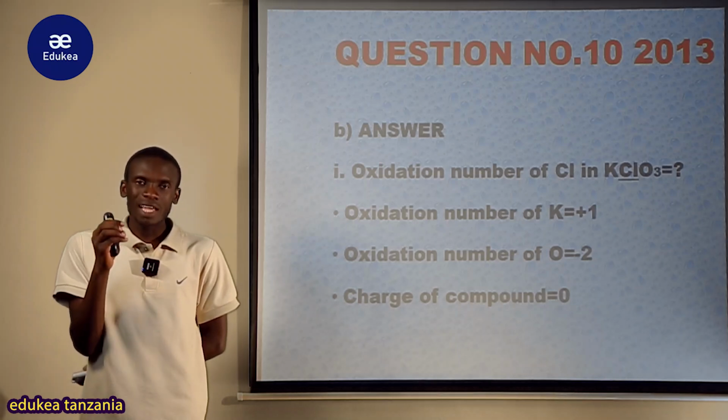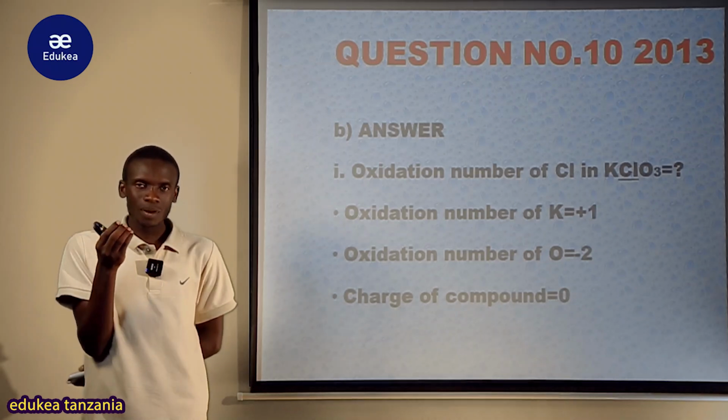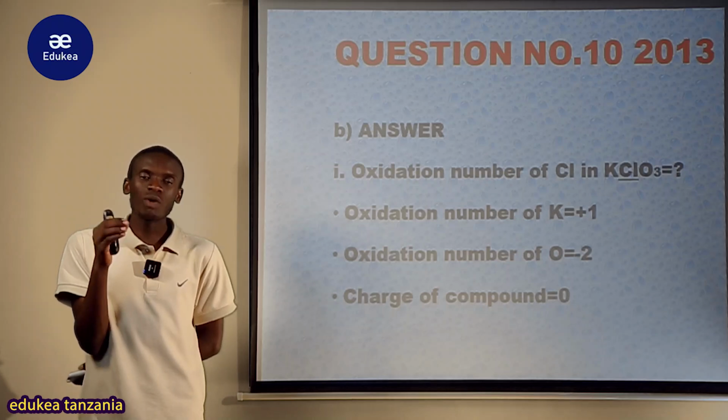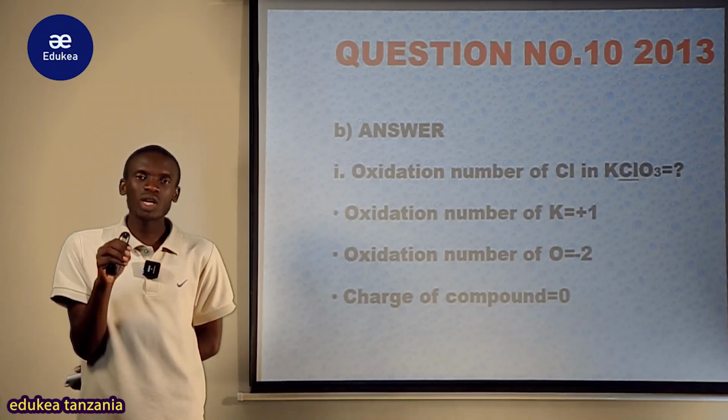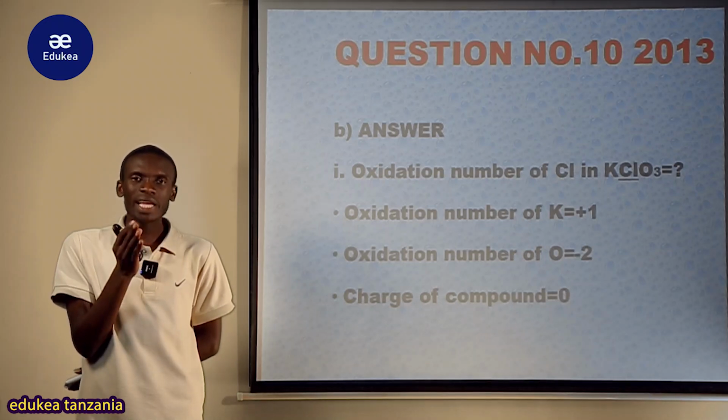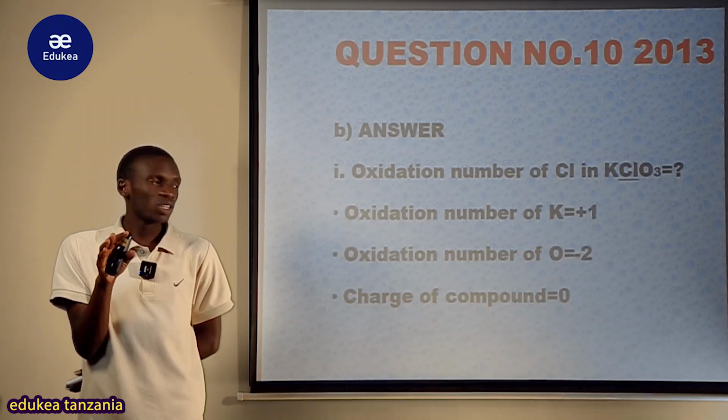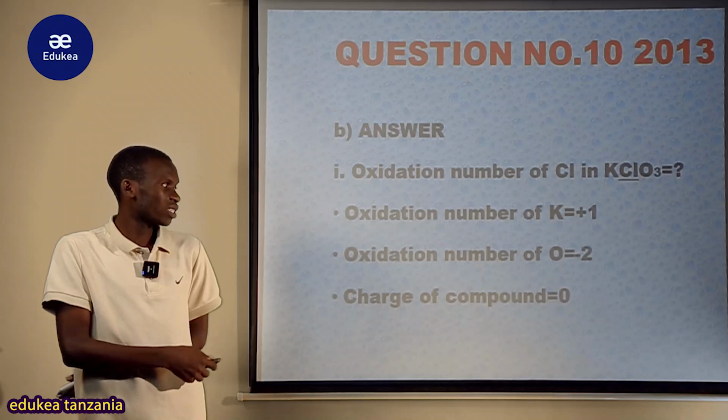Kwa hiyo element kama element au sema charge molecule, charge ya molecule ya element huwa inakuwa ni 0. Ikiwa haija lose wala haija gain huwa inakuwa ni 0. Neutral huwa inakuwa ni 0. Ndio maana hapa sasa compound hapo ina 0.